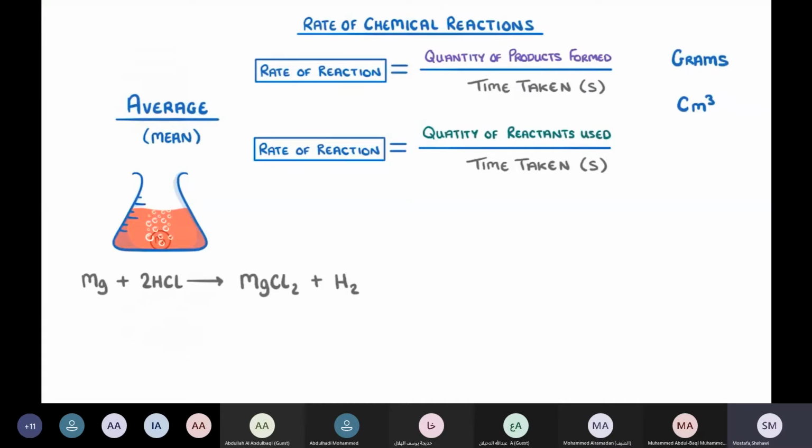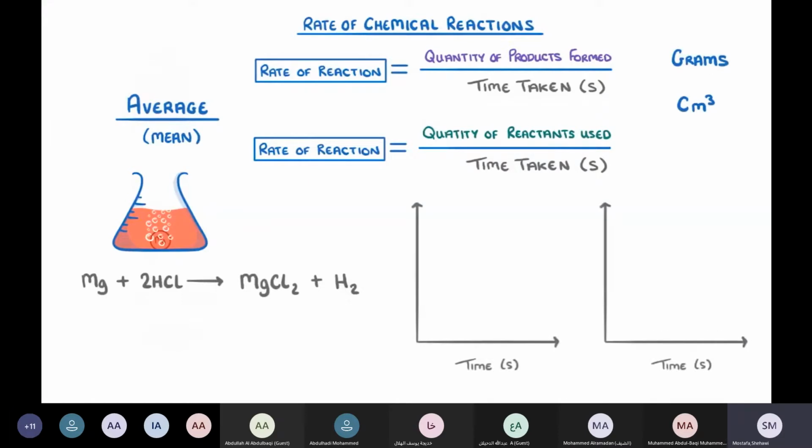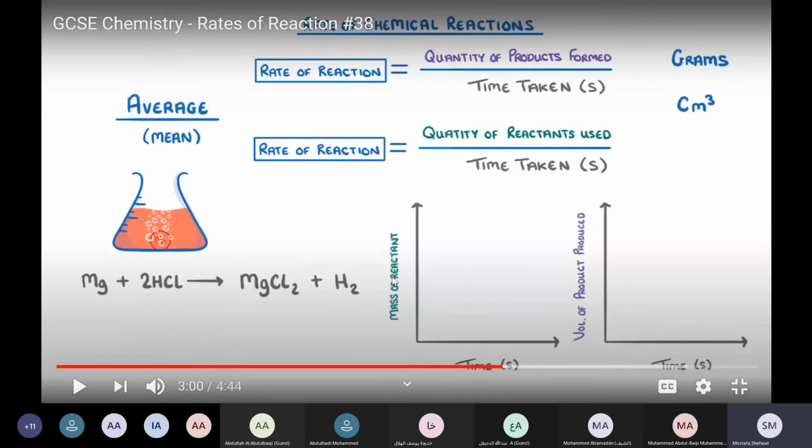We can actually see how this works by plotting some graphs with time on the x-axis and either mass of reactant remaining or volume of product produced on the y-axis. Mass of reactant remaining: the remaining reactant, not the used reactant. And here, volume of product produced. Let's see how it works.